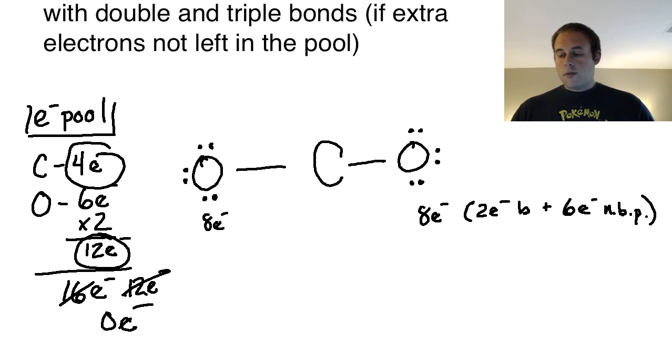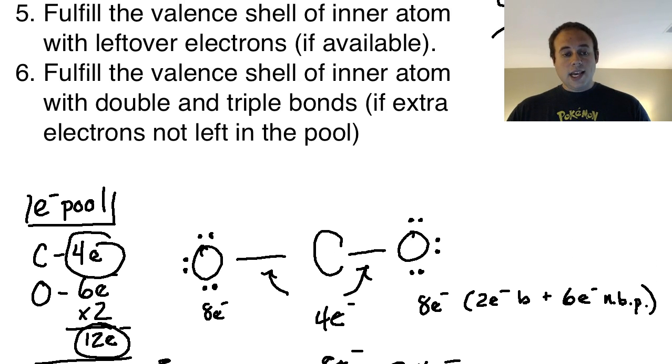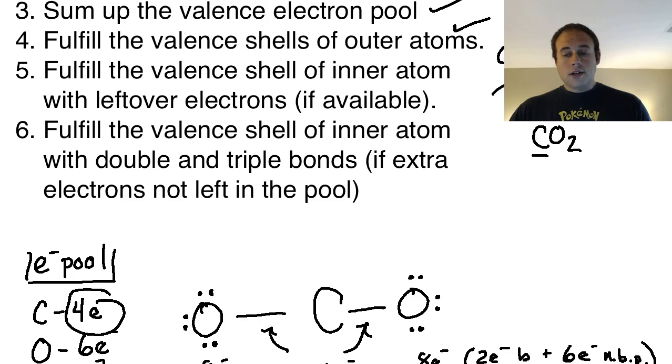So how many does my carbon have? It's got 1 bond and 2 bonds, so that's a total of 4 electrons. Carbon's going to need 8 electrons. So I need to find a way to get 4 electrons to that carbon so that its valence shell can be satisfied. Now if I had electrons left in my electron pool right here, that would be fine, because then I could just populate them to the carbon. But in this case I don't have any, so I go to step 6.